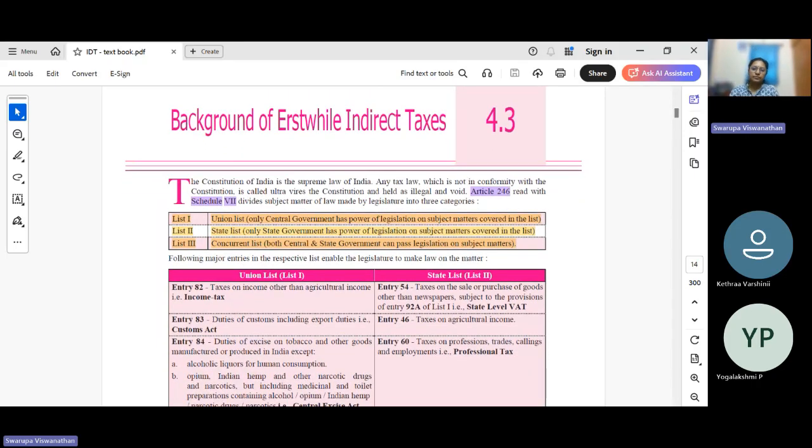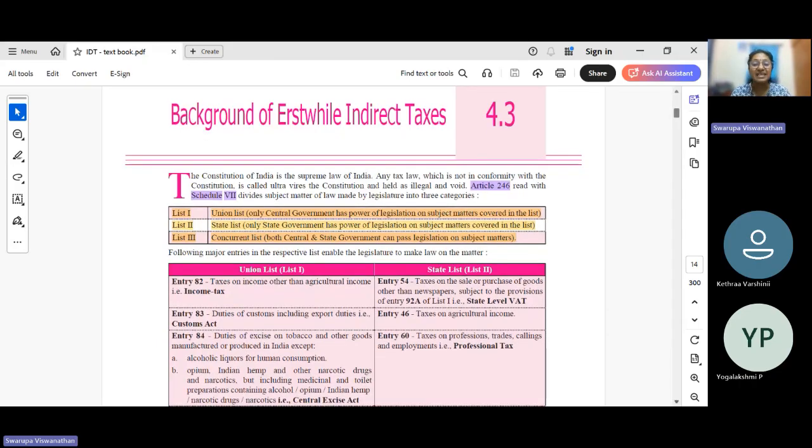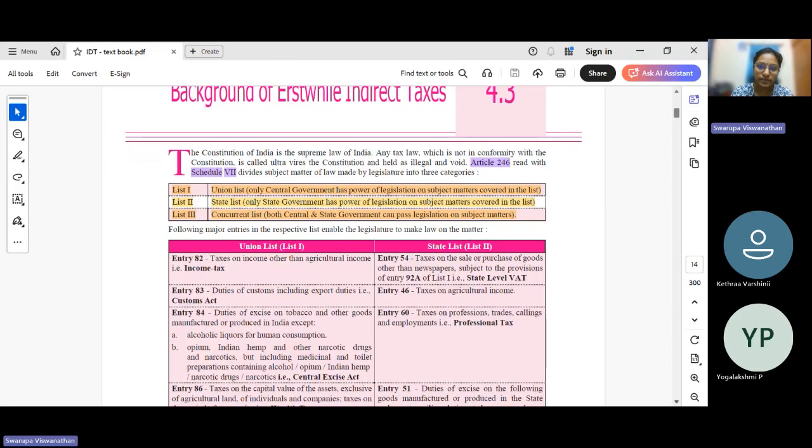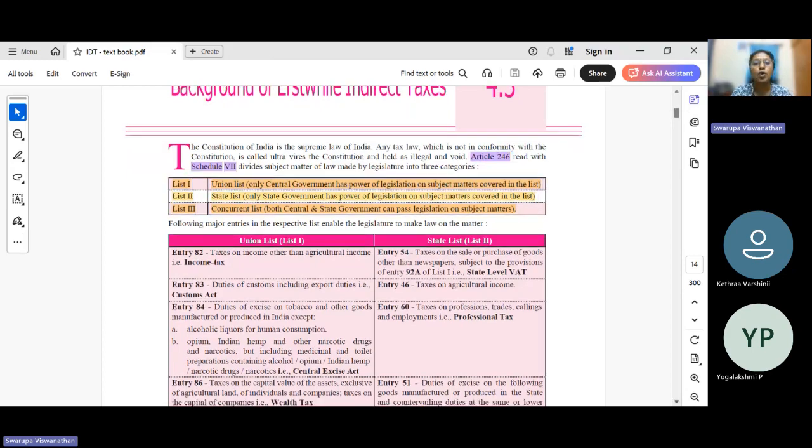Next, background of indirect tax. This is again 4.3, where you can expect MCQs. Article 246 read with Schedule 7 divides the subject matter of taxation under the constitution into three heads: List 1, List 2, List 3.